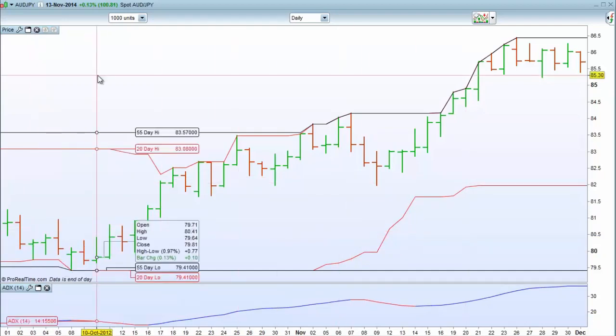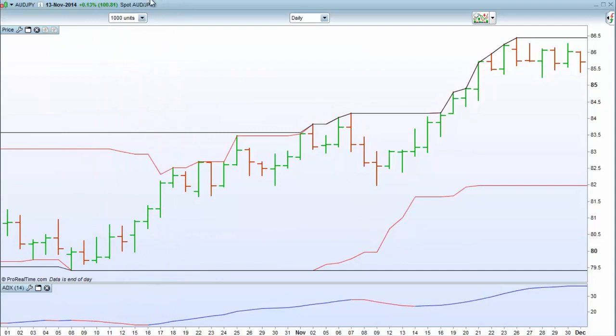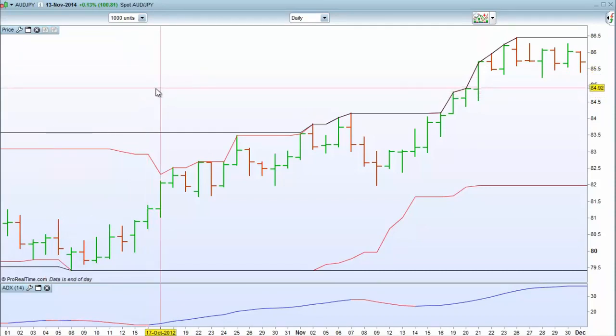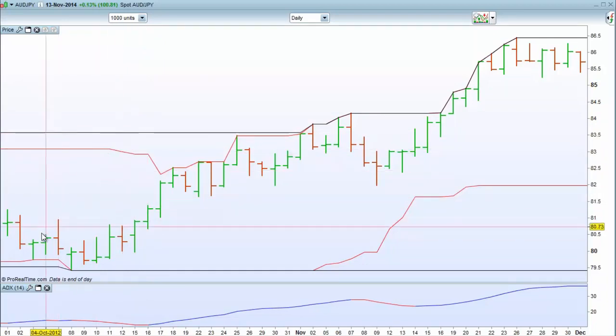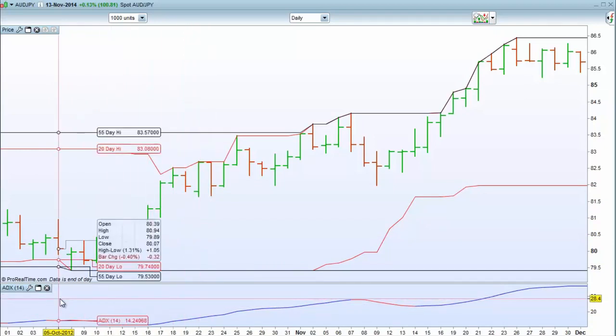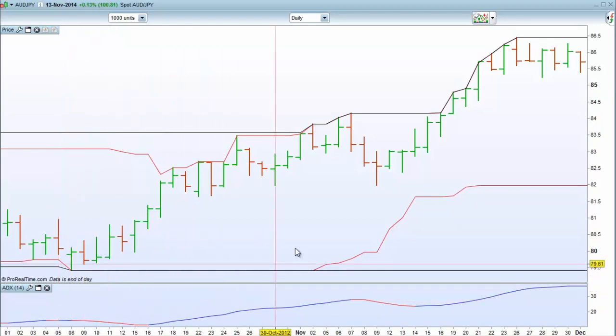Okay, so as you see, we have a chart of Aussie dollar yen, the Australian dollar versus the Japanese yen. And what you see on the chart, we've seen before for the channel breakout technique. We have the 55-day high, we have the 20-day high, we have the 20-day low, we have the 55-day low, then we have the price action bars in green and red, and then we have the ADX below that. Now, we're going to add the ATR. So this is how we add the ATR.